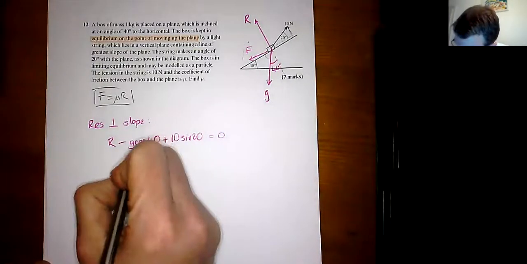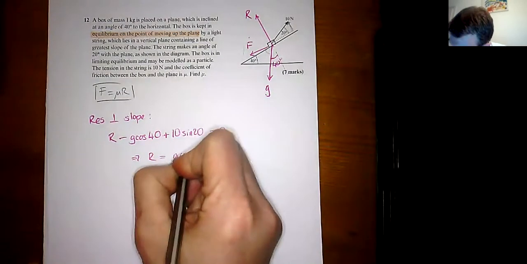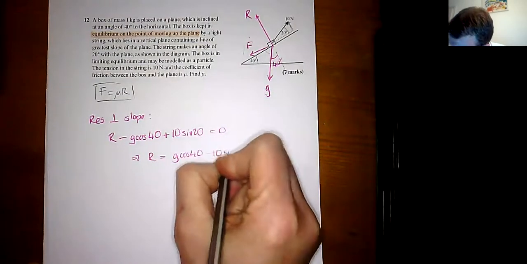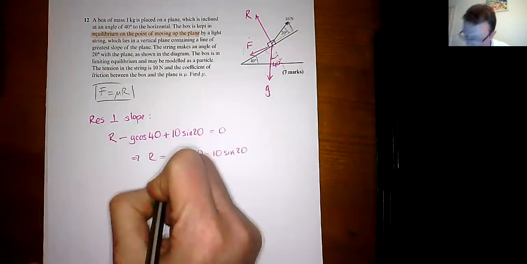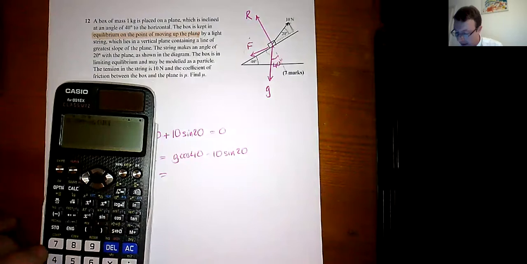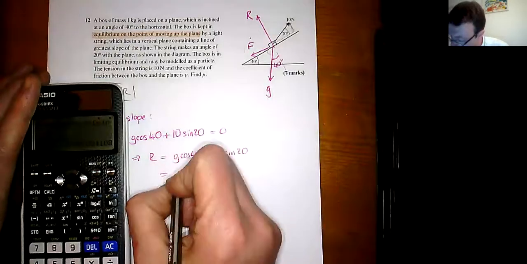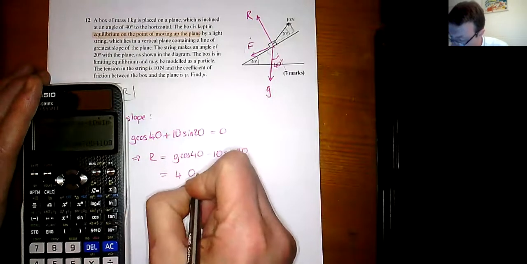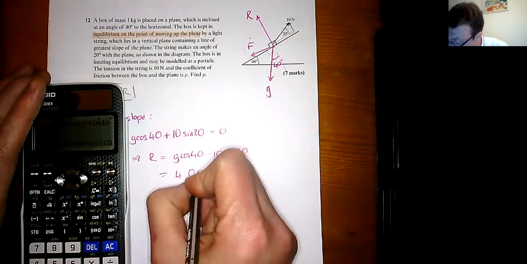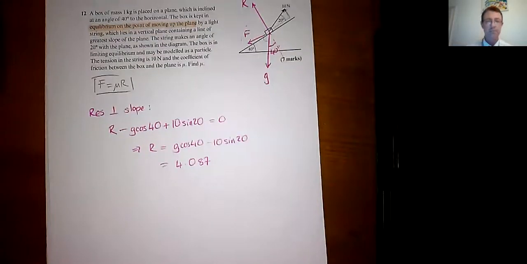Yes, it has. So R equals, careful of the minus signs, G cos 40 minus 10 sine 20. Let's work it out. What have I got? 9.8 times cos 40, close your brackets, take away 10 sine 20. There we go. 4.087. Just an extra significant figure, to make sure my answer's all right.